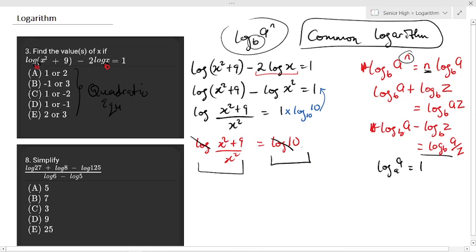This is the mistake many students make. They have not made it a singular value at each side before they start cancelling out, and that will give you a wrong answer at the end. Okay, so now I can proceed to solving.